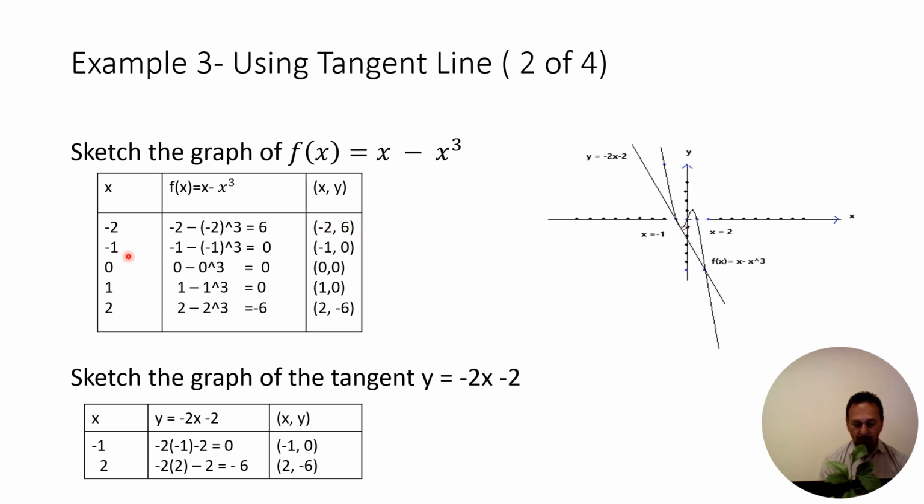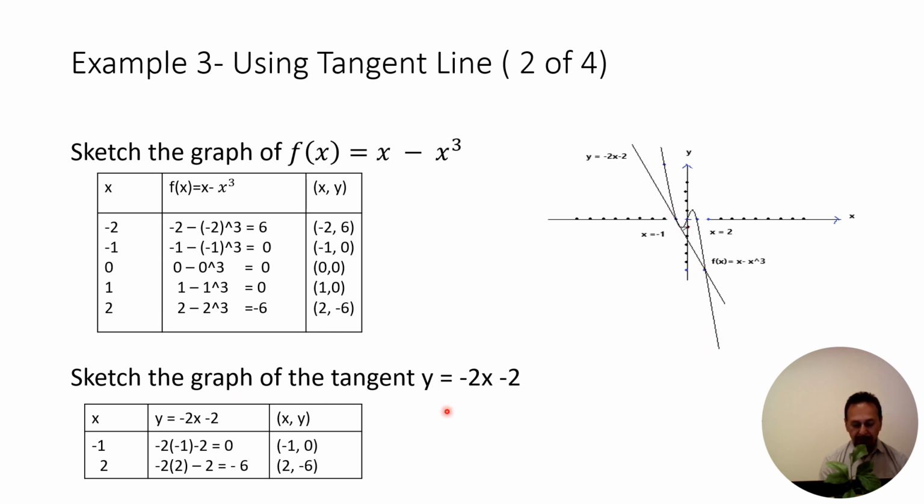Now we substitute -1. Similarly, cube of -1 is -1, but then multiply with negative becomes +1. So -1 and +1 would be 0. So the second point, -1 comma 0. Then we substitute 0. So we got 0 minus 0 cube is 0, and then 1 minus 1 cube is 0, and 2 minus 2 cube is -6. So these are the points we substitute. So that's the curve. This comes out.